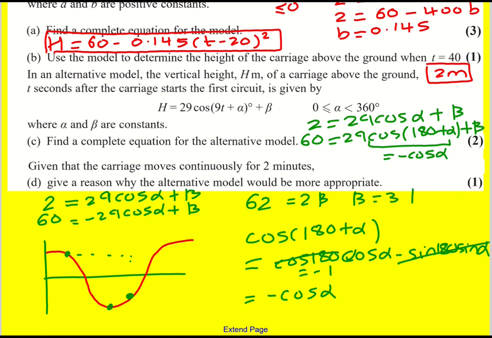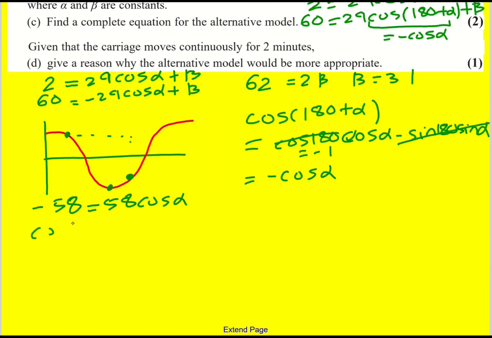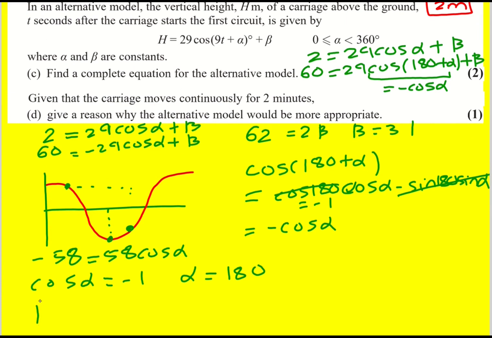And then I might as well just subtract them the second time around. I could put beta back in, I guess, but let's subtract them. Then I'll get minus 58 equals 58 cos alpha. Cos alpha equals minus 1. So alpha is going to equal 180 if I do inverse cos, but you can also just see it from the graph here. And therefore the complete equation is h equals 29 cos(9t plus 180) plus 31.